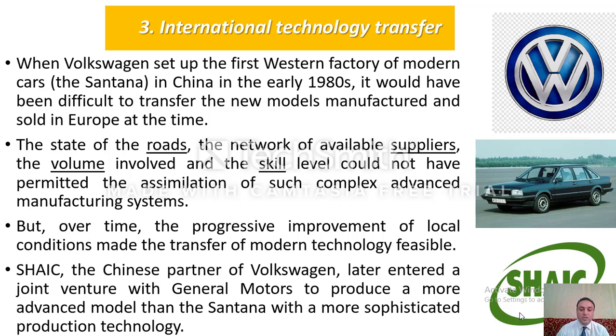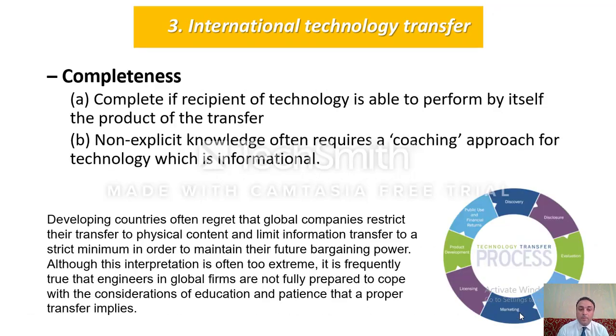But over time, the progressive improvement of local conditions made the transfer of modern technology feasible, and SAIC, the Chinese partner of Volkswagen, later entered a joint venture with General Motors to produce a more advanced model than Santana with a more sophisticated production technology. So this is appropriateness. Now, completeness of technology transfer: it is complete if the recipient of technology is able to perform by itself the product of the transfer. Also, non-explicit knowledge often requires a coaching approach for technology which is informational.